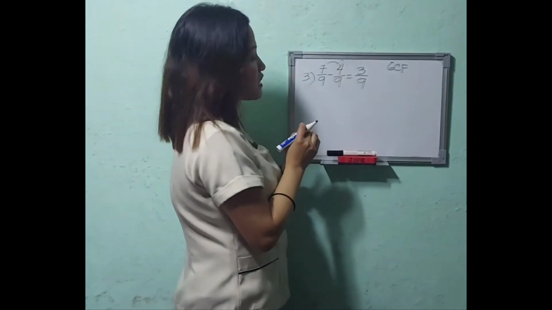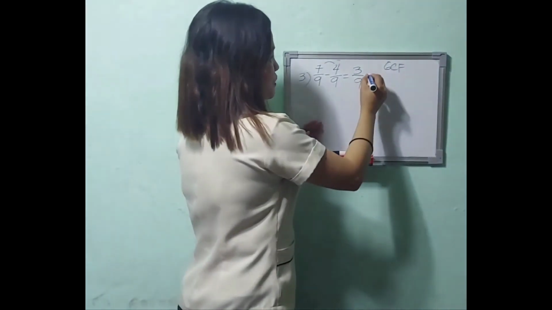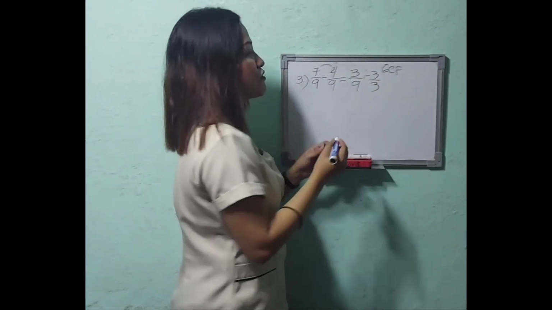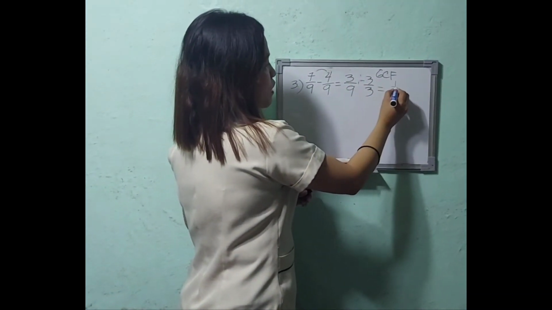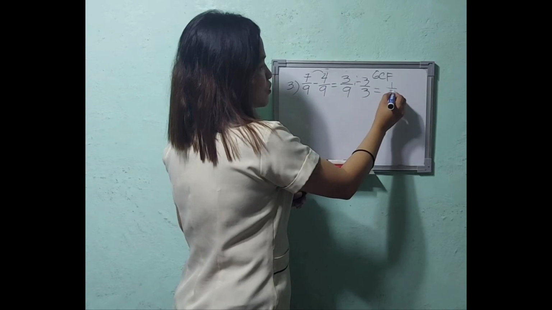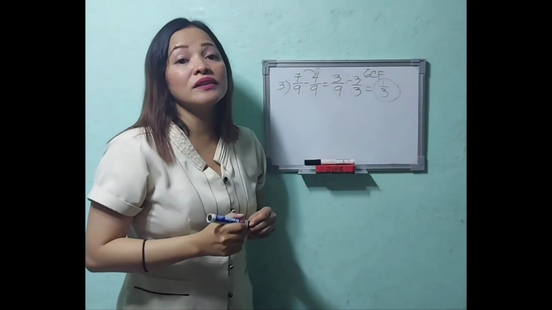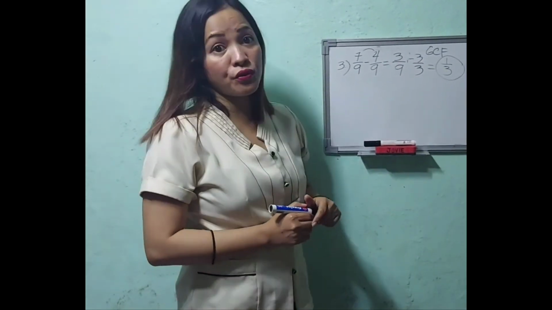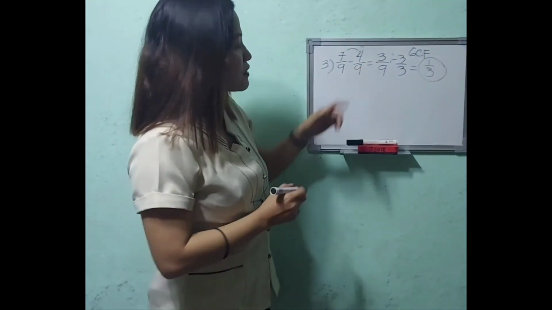So, ang pwede natin i-divide kay 3 at kay 9 ay 3. So, 3 divided by 3 and 9 divided by 3 equals 3 divided by 3, 1. 9 divided by 3 equals 3. So, our answer is 1/3. Paano ba natin nakuha yung 3? So, iisipin lang natin yung mga factor ni 3 at ni 9.